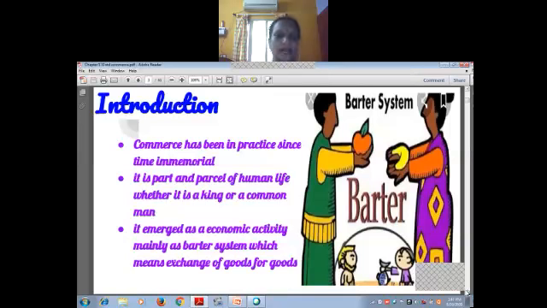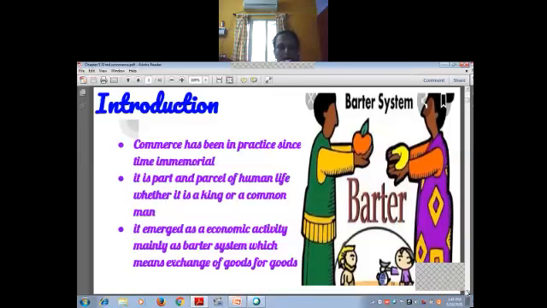Commerce has been in practice since time immemorial. It is part and parcel of human life, whether it is a king or a common man. It emerged as economic activity mainly as barter system, which means exchange of goods for goods. See, before the invention of money, the goods were exchanged for some other goods. That is called the barter system.